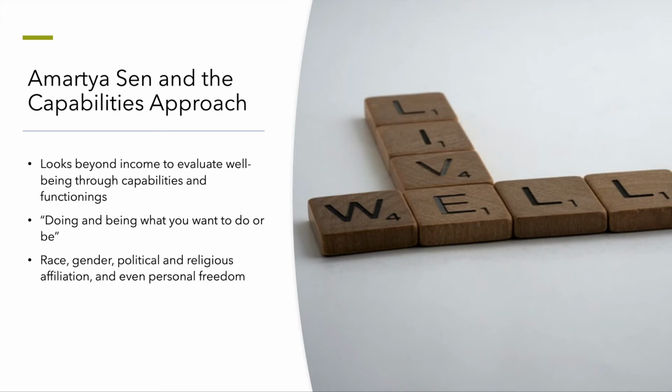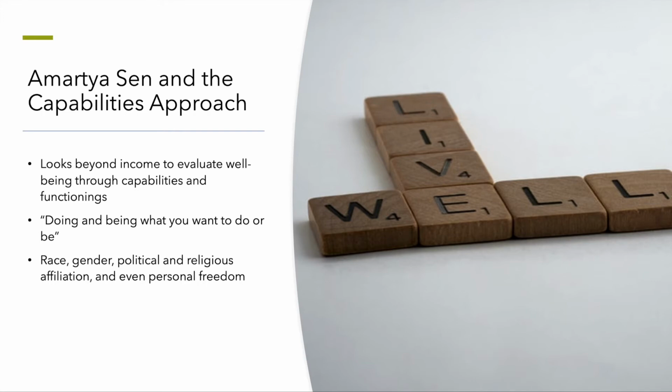Amartya Sen broadens the definition of poverty even further with his capabilities approach. Sen suggests that poverty is not only a measure of income, but an evaluation of one's capabilities to perform desired functionings and achieve well-being. For that sentence to make sense, we need to define capabilities and functionings.